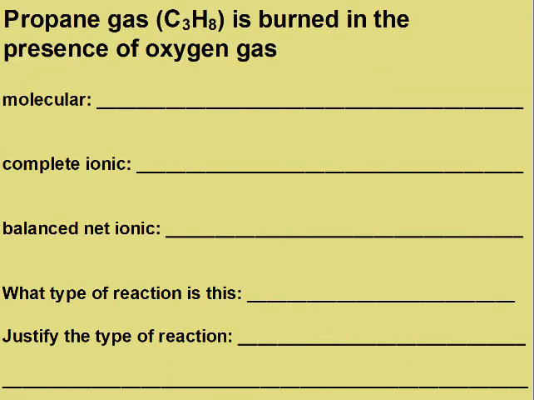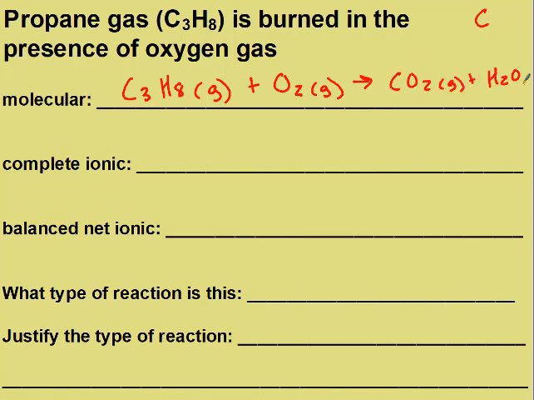Let's look at one more together. So propane gas, they went ahead and gave us the formula for that one since you don't know how to write the formula for propane. But they told us it was a gas, so we can put a G. Is burned in the presence of oxygen gas. Oxygen cannot be by itself, so that's O2, and it's a gas. We have a hydrocarbon and oxygen, so this is a combustion reaction. The products of combustion were CO2 gas and H2O gas.